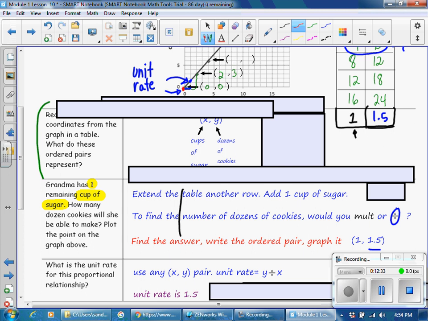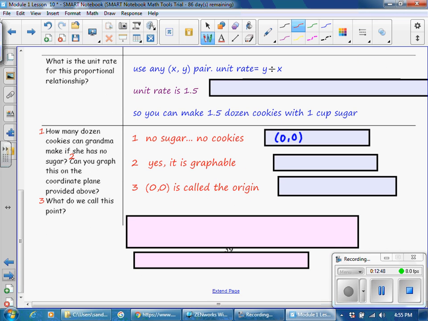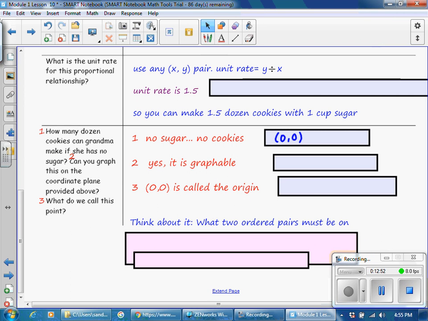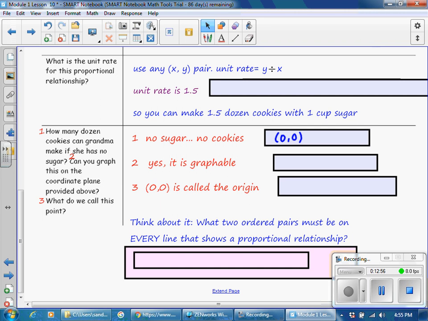And then another point that will always be on the line that shows a proportional relationship is the unit rate. So the unit rate and the origin will always be on the line that shows the proportional relationship. And the next thing, think about this. What 2 ordered pairs must be on every line that shows a proportional relationship?